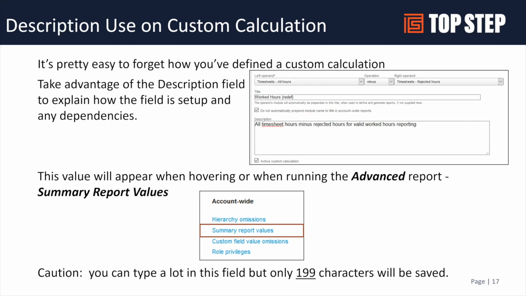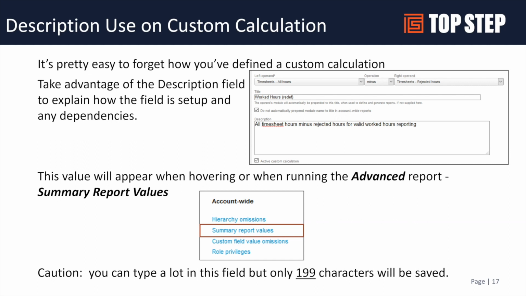One of the things that we recommend is using the description field. This is another way you can see what the calc is doing. As people are looking at the custom calcs, you can add the description. Also, if you're running an advanced report, there's a summary report values report that will show you all the standard values and what they mean. It will also show you all of the custom calc values. And if you add a description to your custom calc, you will see that in that same report. So it's another housekeeping way to keep your system clean and put in data that can be valuable for other folks.